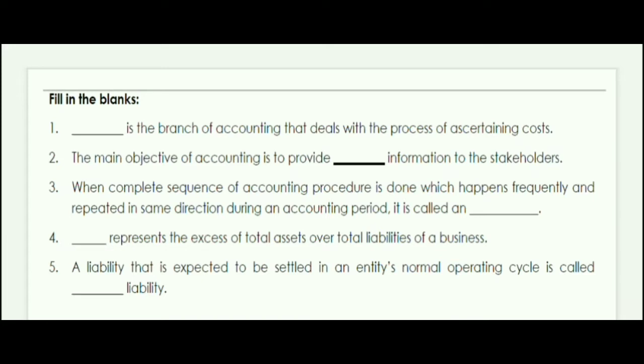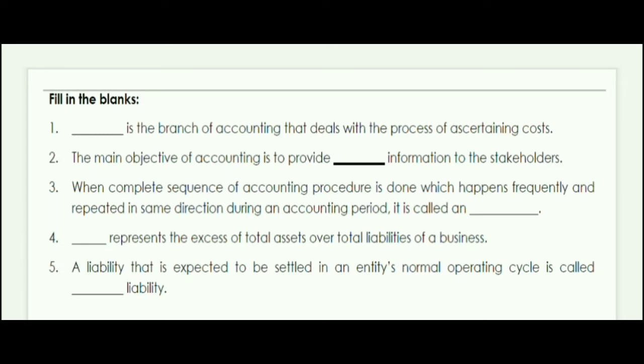Okay, now let's see question number 4. Fill in the blanks: what represents the excess of total assets over the total liabilities of a business? I repeat, what represents the excess of total assets over the total liabilities? So the answer will be net worth. Net worth is nothing but the excess of total assets over the total liabilities of a business.